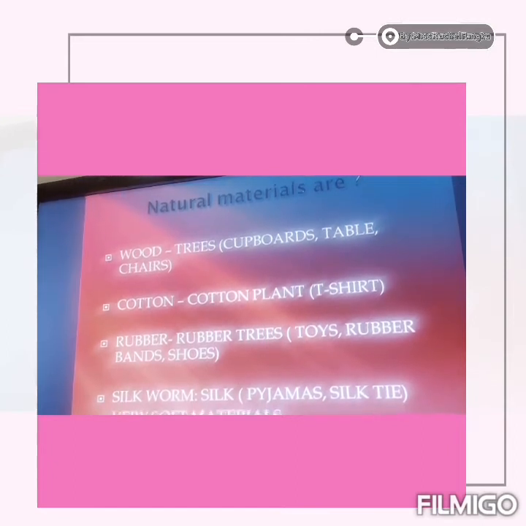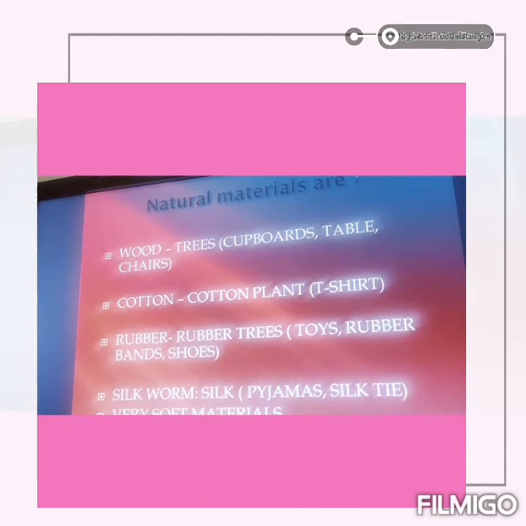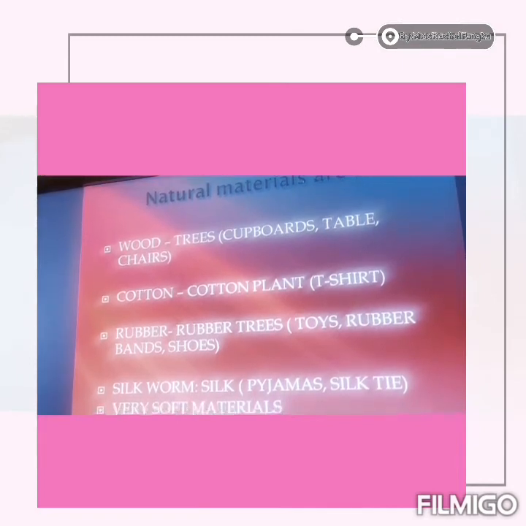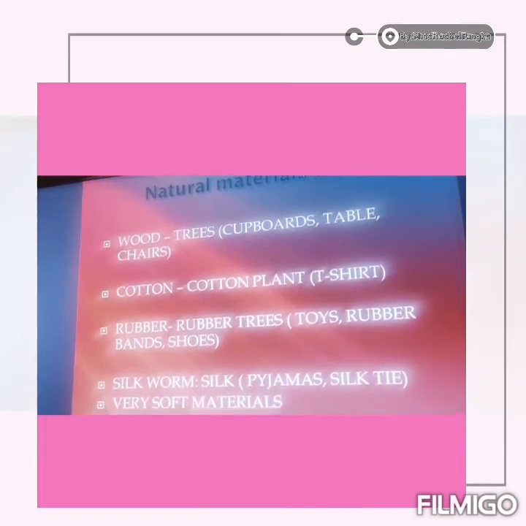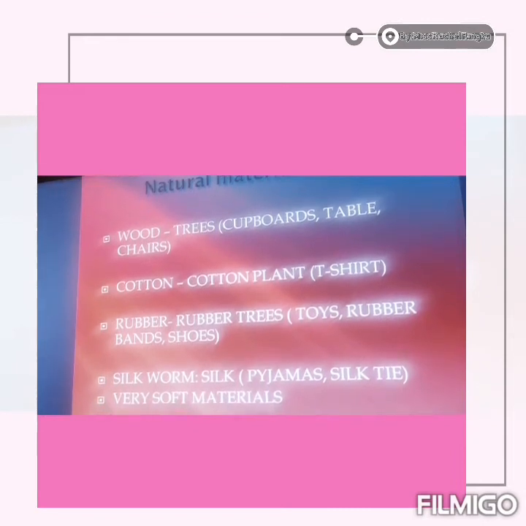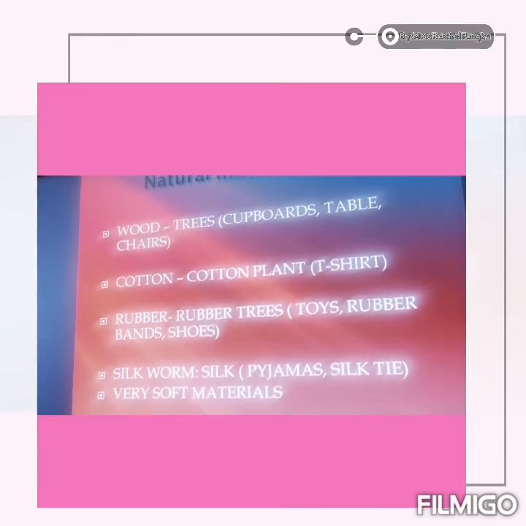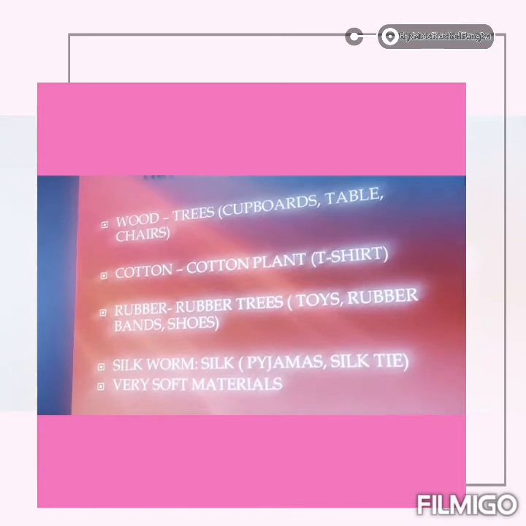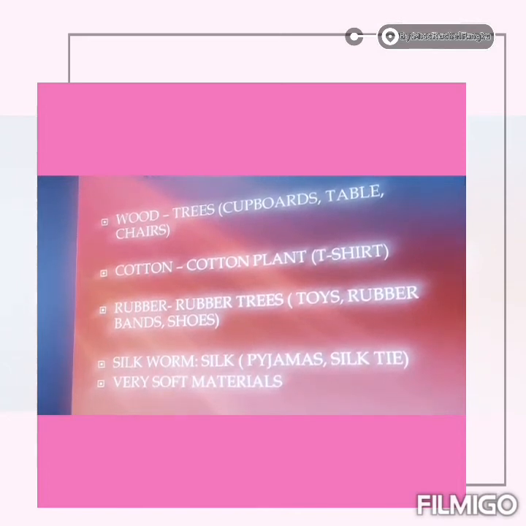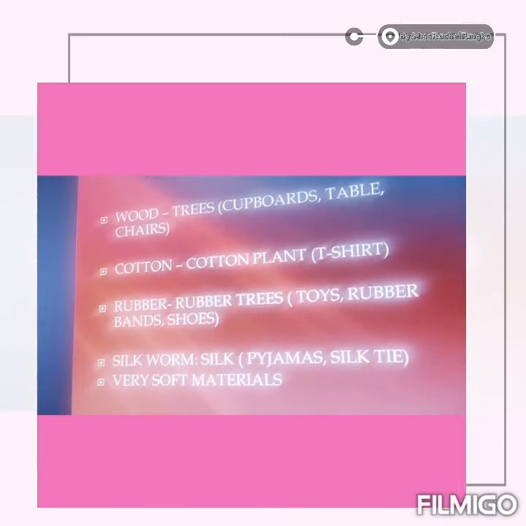Rubber. Rubber comes from rubber trees. It is used to make toys, rubber bands, and shoes. Silkworm. Silkworms give us silk. It is used to make pajamas and silk ties. It is very soft.